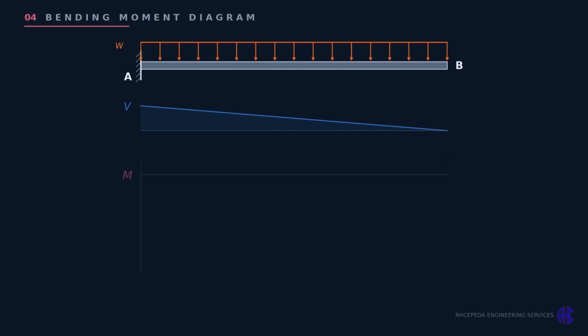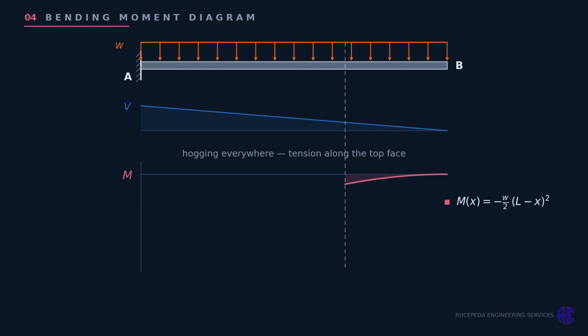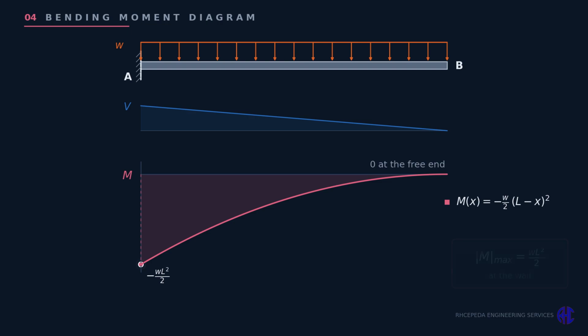The bending moment diagram tells a similar story. At the cut, the moment is negative W over 2 times (L minus x) squared. This is a parabola, but unlike our earlier beams, it is negative along the entire span. The cantilever hogs everywhere, with tension along its top face. The moment is zero at the free end, and builds steadily to its maximum magnitude at the wall, WL squared over 2. That is 4 times the simply supported maximum. Cantilevers pay a heavy price in bending.